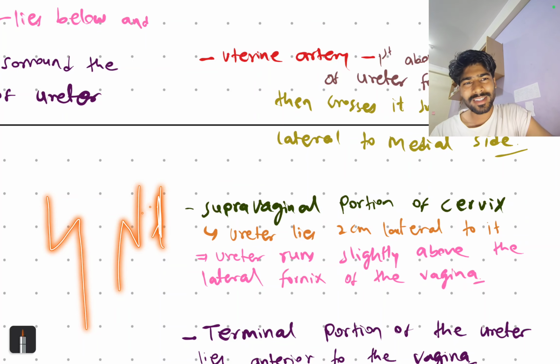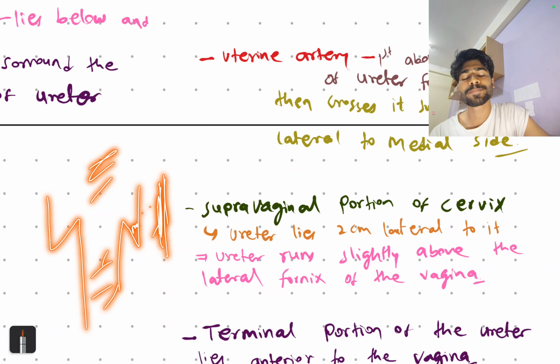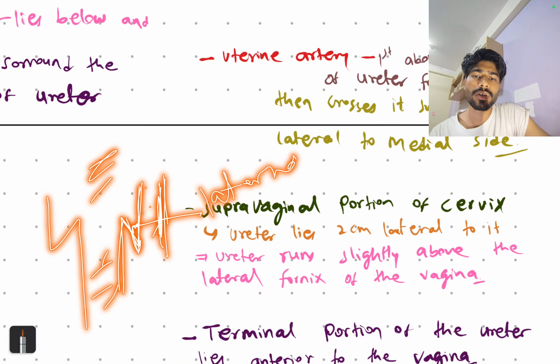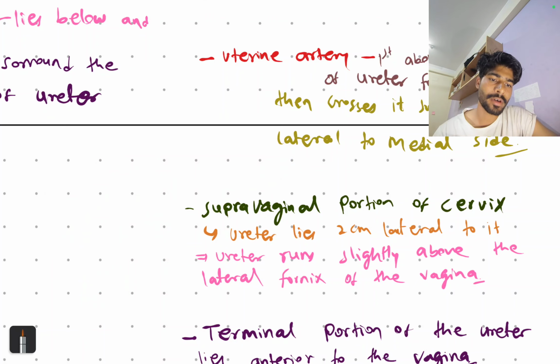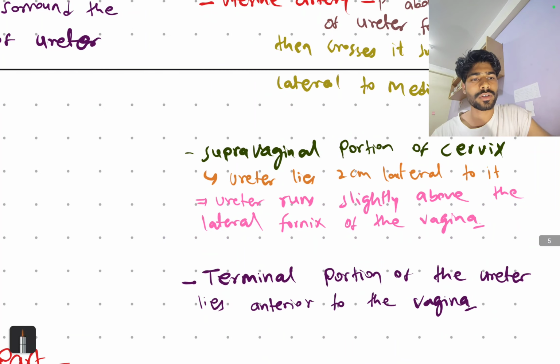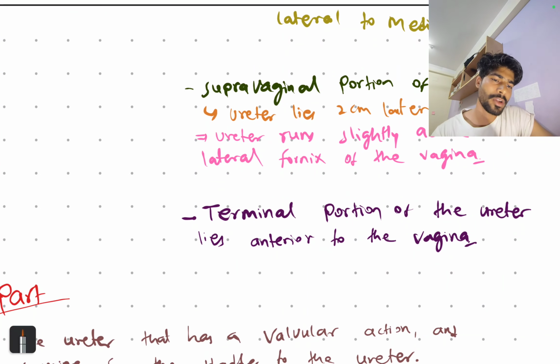In this region the ureter lies laterally, and there is this portion, the vestibule, and this is the uterine cavity, and there is a curve, this is called the lateral fornix. So it lies slightly above the lateral fornix of the vagina. This is the relation of the ureter in the supravaginal portion of the cervix. Then the terminal portion of the ureter lies anterior to the vagina.